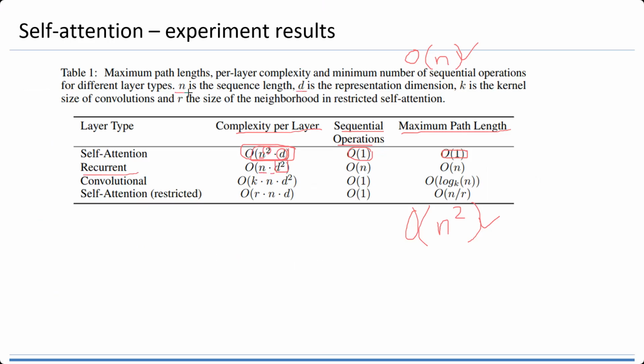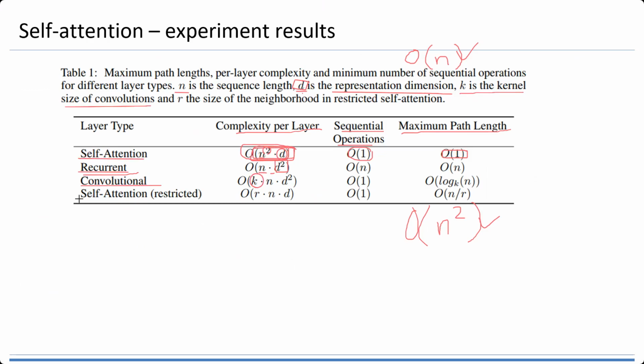So n is the sequence length and d is the representation dimension. If the representation dimension is small, of course recurrent is better. But if the sequence length is small, then maybe self-attention is good. So it depends on how you address n and d. If you use the convolutional, there is another variable, which is k. k is the kernel size of the convolution.